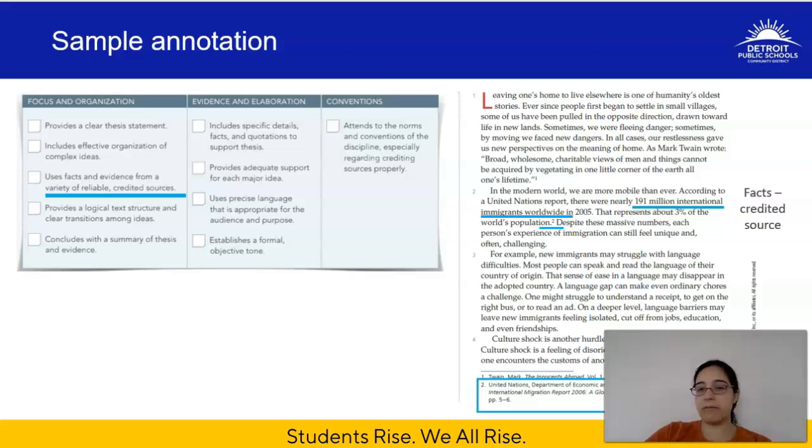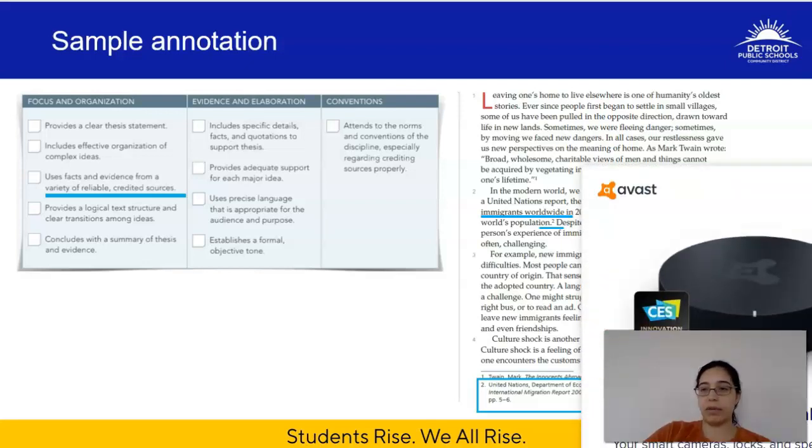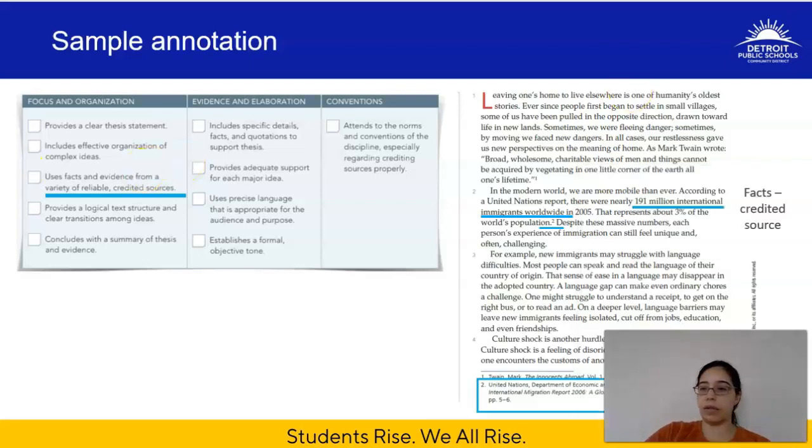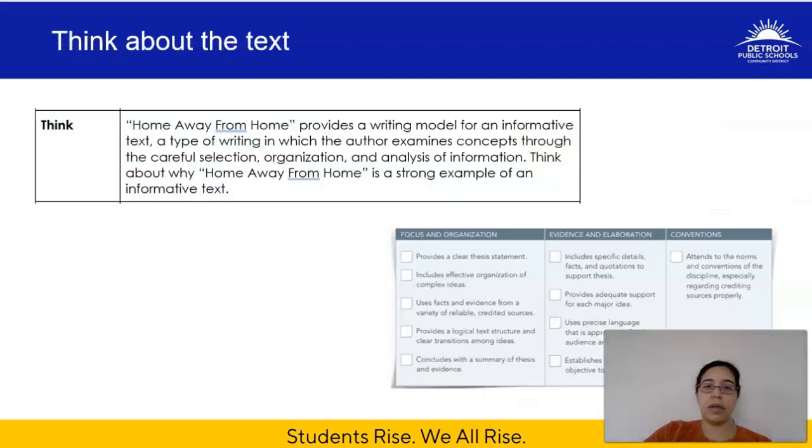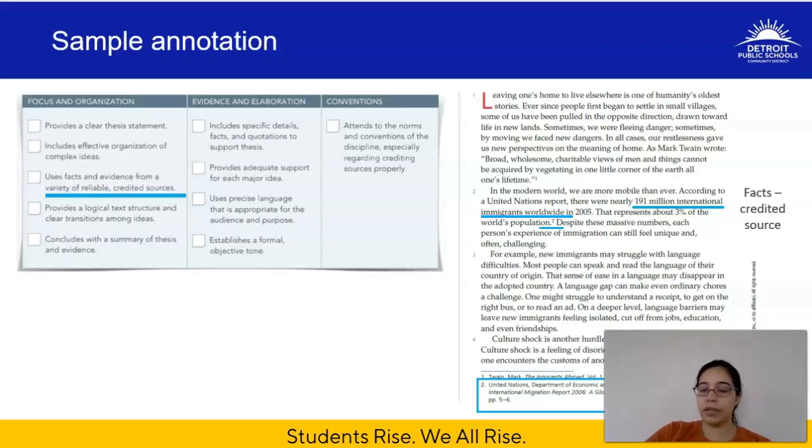Then just to remind myself why I made that underlining, I wrote in the margin here: facts, credited source. So when I go back and I'm skimming through my notes, I see that that is why that particular section was underlined. Now it's your turn to go through the rest of the text after you've read the characteristics, and make some of the same annotations in your copy of the text. Once you do that, we'll move on to the think portion of the lesson.